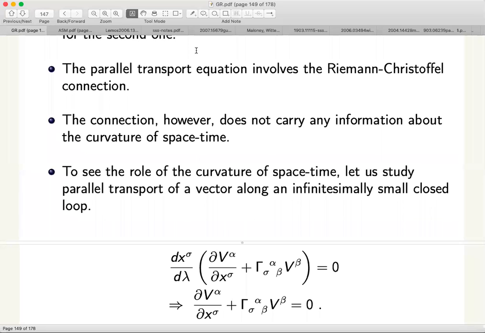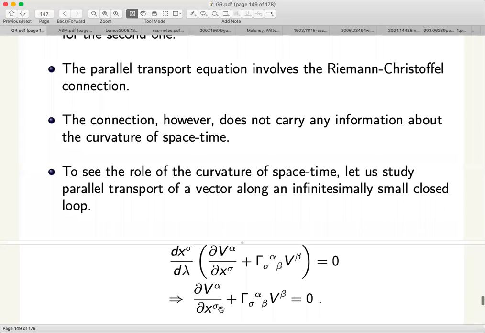Okay, so in the last lecture we were discussing parallel transport, and we wrote down this parallel transport equation for a vector. It is in the lower part of the screen, and as you can see it involves the Riemann-Christoffel connection. Whereas the parallel transport actually contains invariant information about the spacetime. In particular, it carries information about the curvature of spacetime, although the equation doesn't seem to have that curvature explicitly in it.